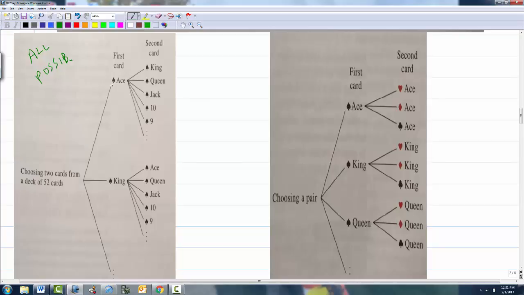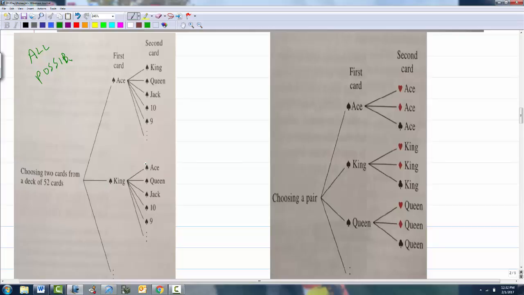51. So I could choose the ace of spades, then I could choose the next card. The ace is gone, so could I have the king, queen, all the way, all the spades, all the hearts, all the... So this would be a tree of 51 branches right here. Would that be easy to draw, yes or no? That's why they dot it. Or I could choose the king of spades first, then the next card I could choose the ace.